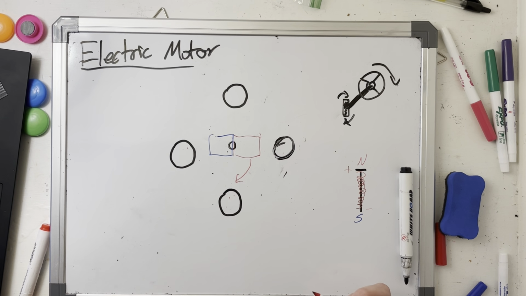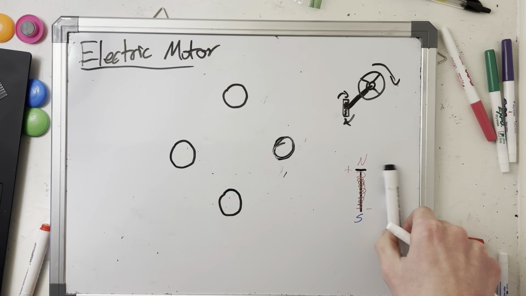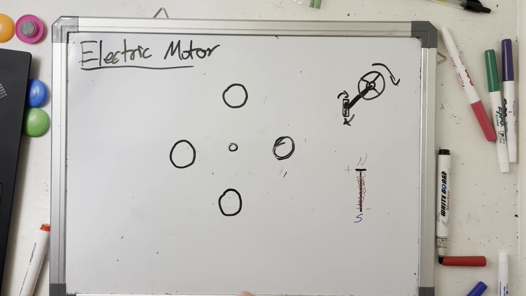Well, say we had more electric current than we knew what to do with. What we could also do is, say we're halfway in between here.